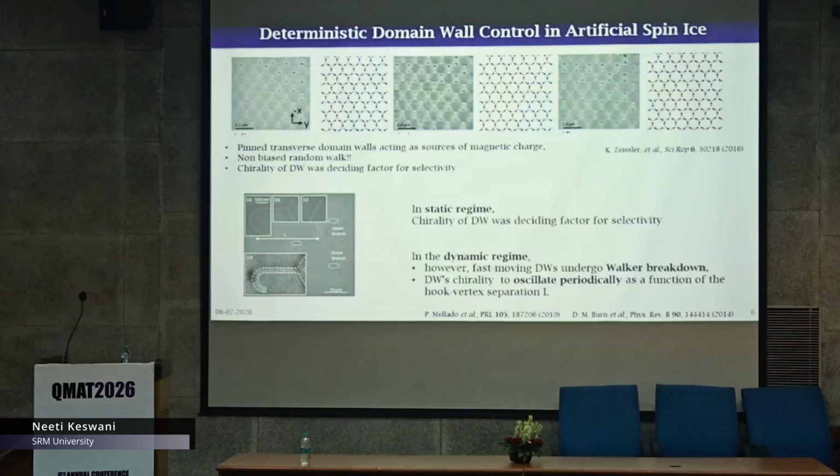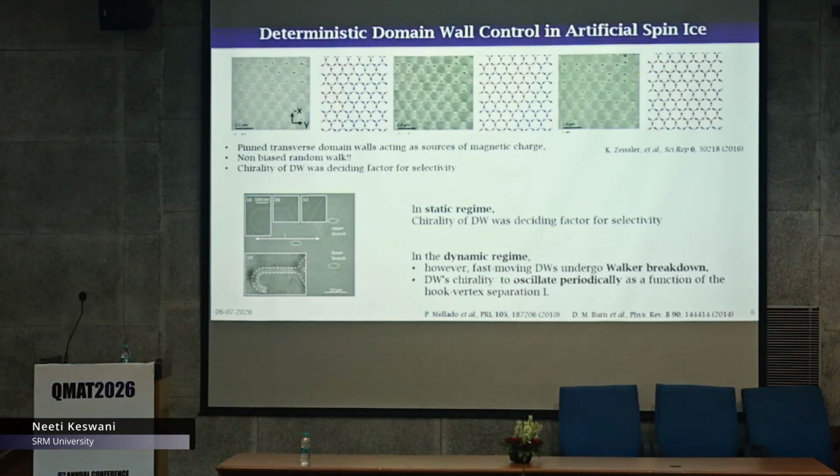What it implies is that it's not going to be a probabilistic event. No, the chirality of the domain wall will decide the selectivity, which arm is going to flip, and I'm going to show that in the next slides. Similarly, there was one more work in which they said my chirality, what do you mean by chirality? I'll show in the consecutive slides that the chirality of the domain wall will be the deciding factor for selectivity.